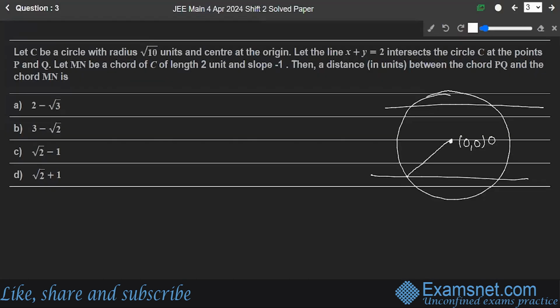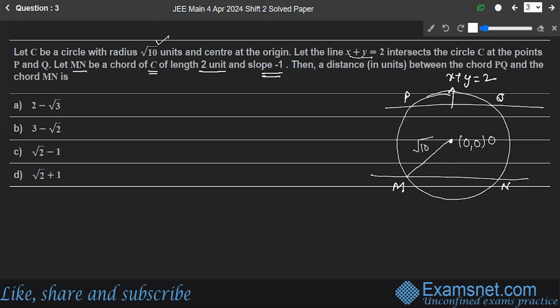Question number 3. Let's see, the circle C with radius root 10 units. This is the radius of the circle and the center is at origin. Let the line x plus y is equal to 2 intersect the circle C at the points P and Q. So let's say this is the line PQ and this is intersecting the circle at these 2 points. The equation of this line is given to you as x plus y is equal to 2. Let MN be a chord of C of length 2 units and slope minus 1.